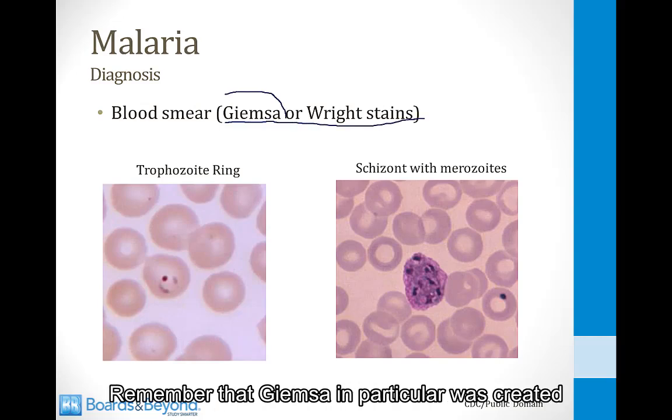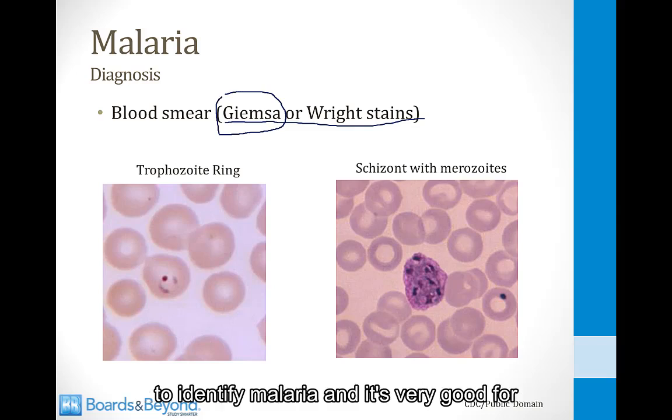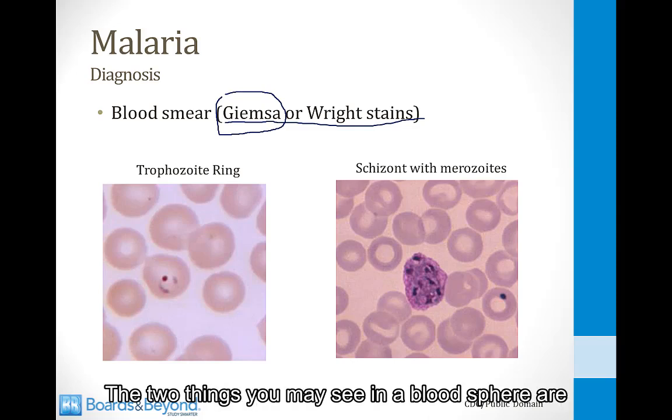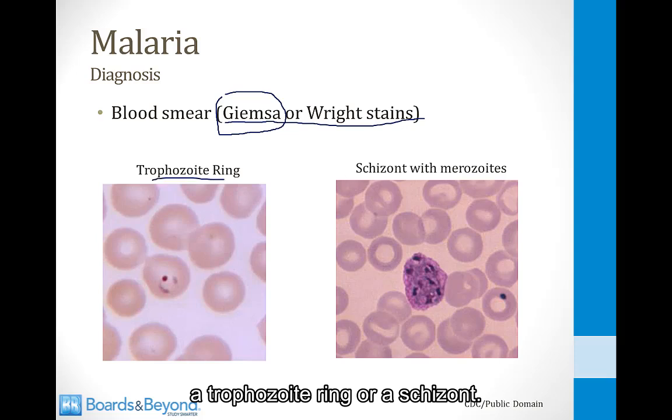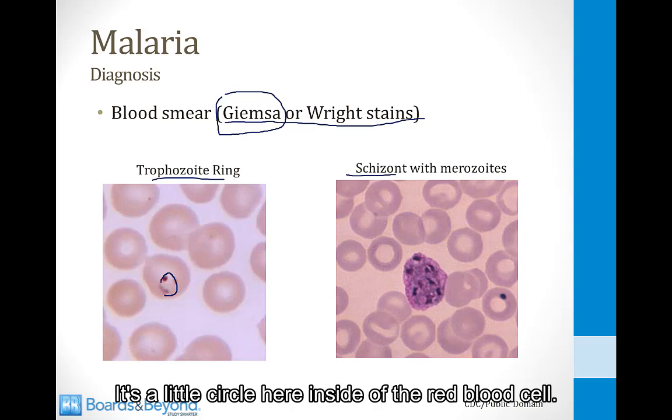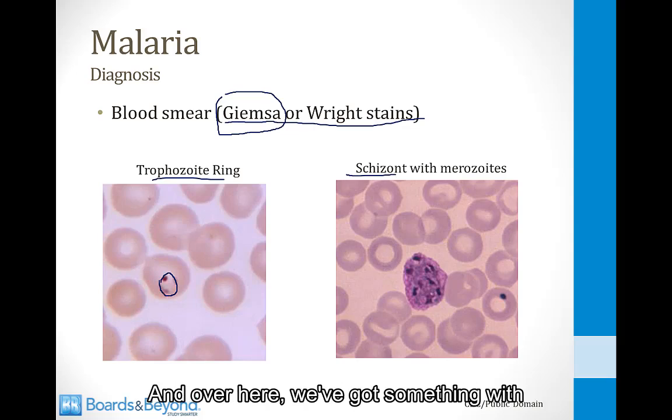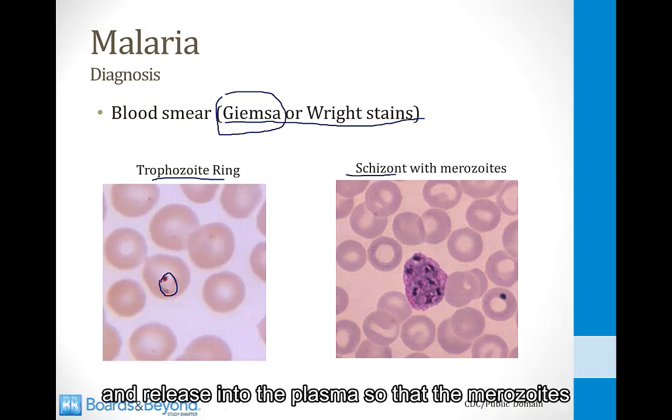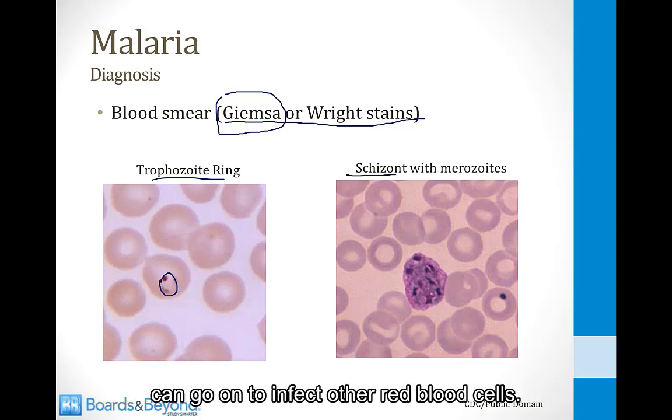Remember that Giemsa in particular was created to identify malaria, and it's very good for intracellular organisms like malaria. The two things you may see in a blood smear are a trophozoite ring or a schizont. So this is a trophozoite ring. It's a little circle here inside of the red blood cell. And over here we've got something with lots and lots of nuclei, and that is a schizont, and those nuclei are merozoites that it's getting ready to rupture and release into the plasma so that the merozoites can go on to infect other red blood cells.